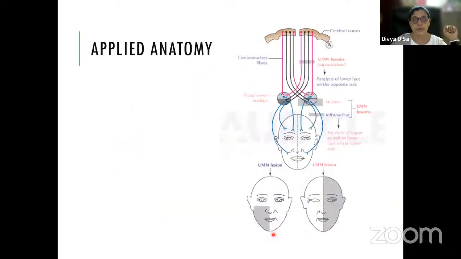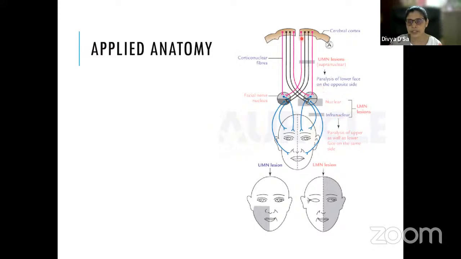Right. So next is the applied anatomy. In facial nerve lesions, we have two kinds. One is the upper motor neuron and one is the lower motor neuron. The lower motor neuron lesion we call Bell's palsy. So here, what happens in upper motor neuron and lower motor neuron? Upper motor neuron we also call supranuclear, whereas lower motor neuron we call infranuclear.